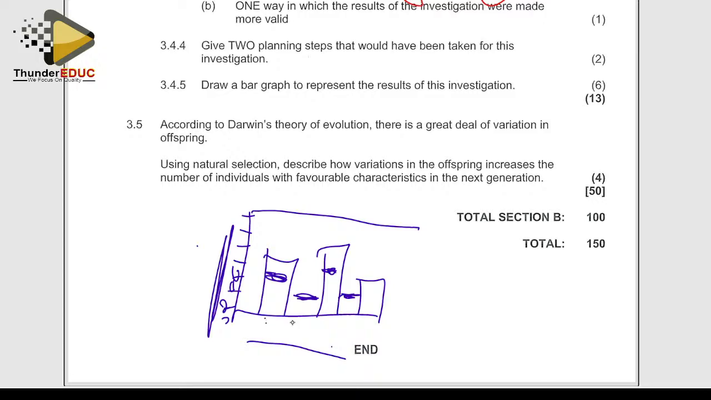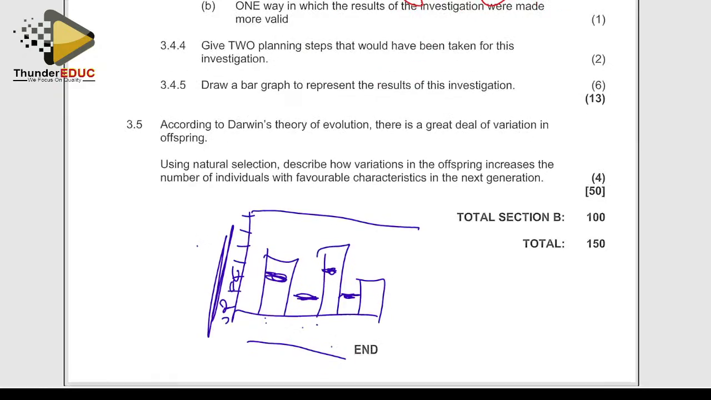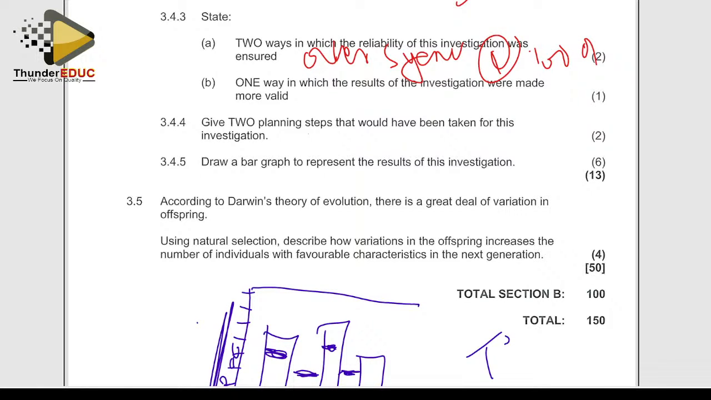Then here you write the, what was it? The colors, the green, the blue, the yellow. So after that we come here: title, the type of graph, the caption, the axis. We give you those marks accordingly. But I don't expect anyone to fail to get those marks.